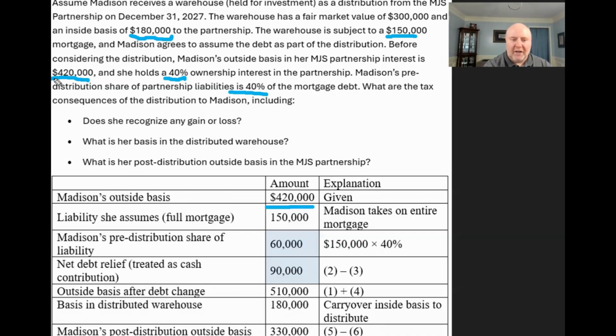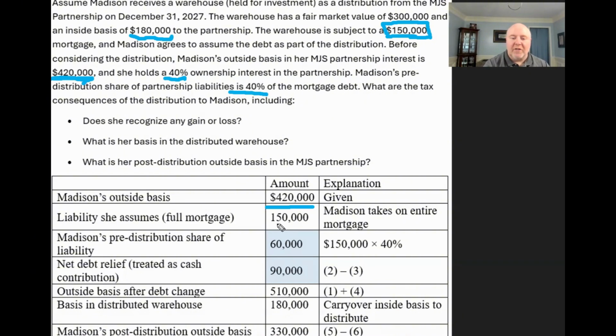So what we're dealing with is Madison's outside basis is $420,000. They gave it to us. It was right up here. So we know it was already 420. All right. Now she's going to assume those liabilities of 150, right? She's taking liabilities of that $150,000. Well, let's go ahead and put that in here, because if she's going to have to pay that back, that's a pretty big deal, right? It's as though she's paying it off for the partnership. We need to increase her basis by that, okay?